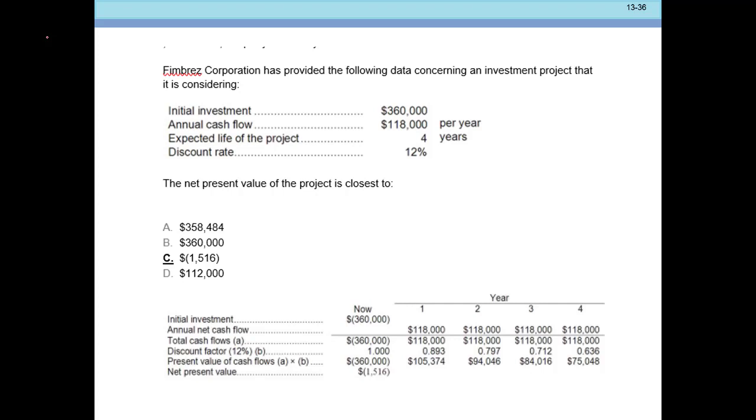So we have this initial investment of $360,000, annual net cash inflows of $118,000, and a 4-year life on the project. Discount rate is 12%. Now the way I like to do these is I put amounts that I'm going to pay now versus amounts that are going to be coming in or being paid in the future. And then in between them, I put a present value factor.